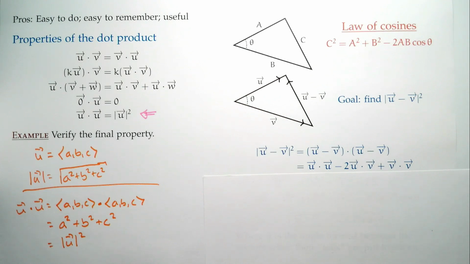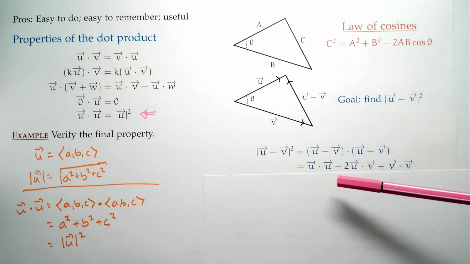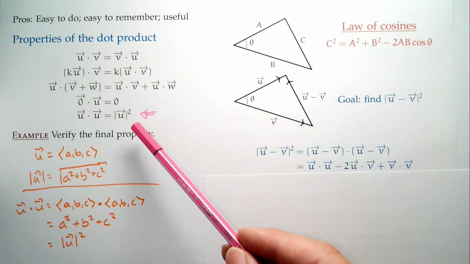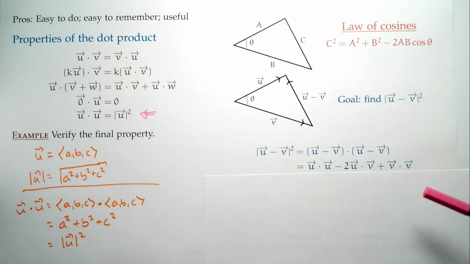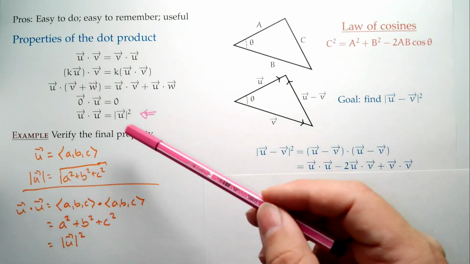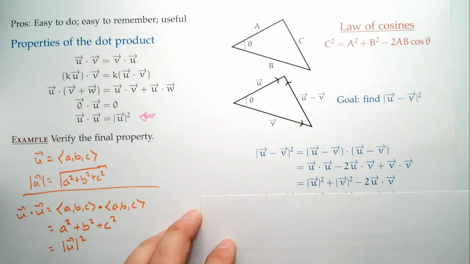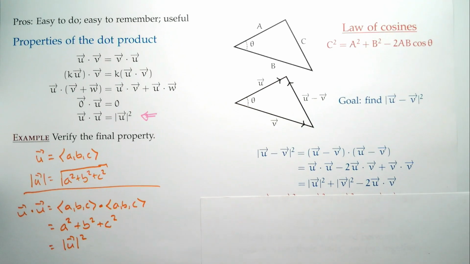Okay, so what can we do? Well, what does u dot u become? The magnitude of u squared. Similarly, v dot v becomes the magnitude of v squared. And so lo and behold, there we go: the magnitude of this vector u minus v squared is the magnitude of u squared plus the magnitude of v squared minus 2 times this dot product. All right, so we used our nice fact.